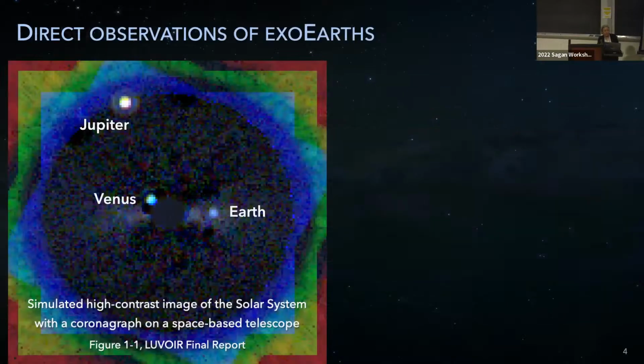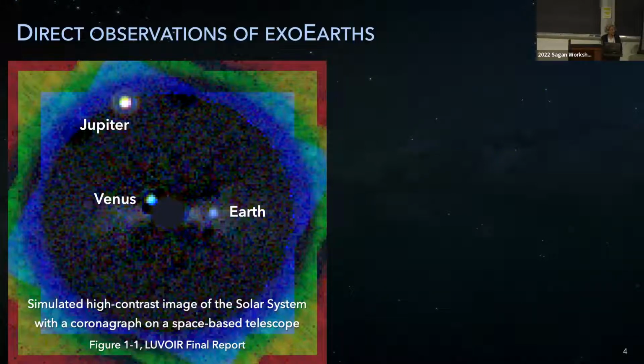Okay, so just to make sure we're all on the same page about what direct spectroscopy means, here's a simulated direct image of the inner solar system. You saw this image earlier this week, and there was a question about what these colors mean. So I'll explain it at the end because it'll make more sense after you see some of the other stuff I have to say.